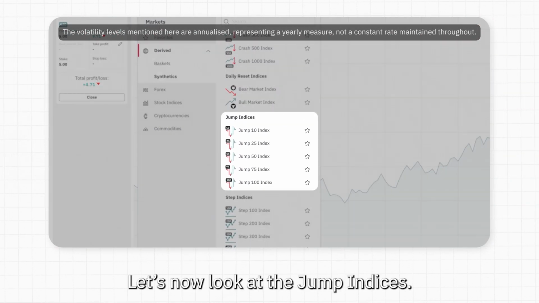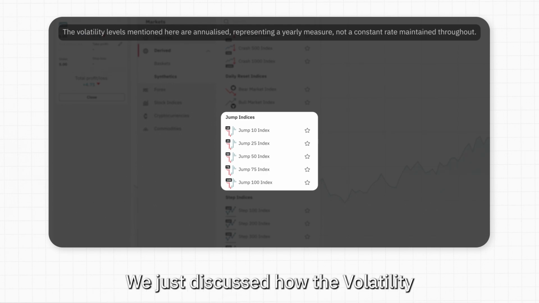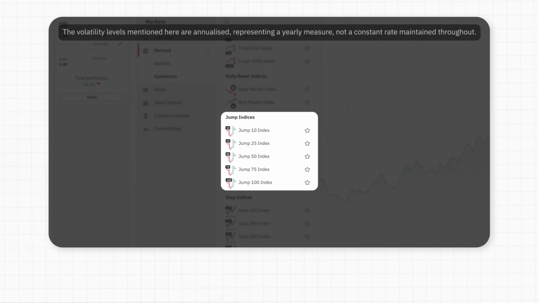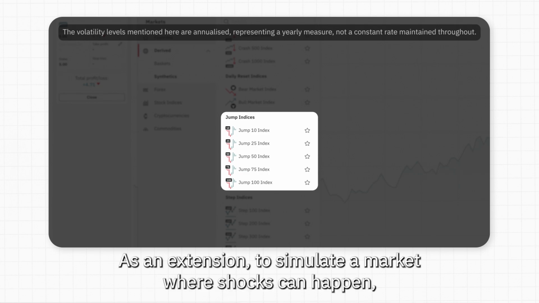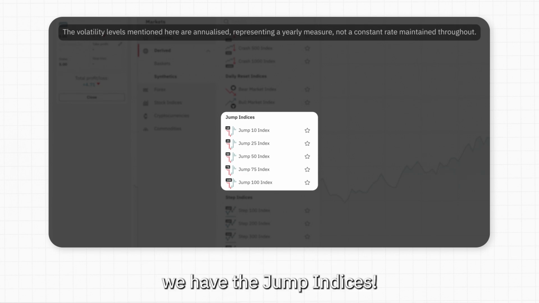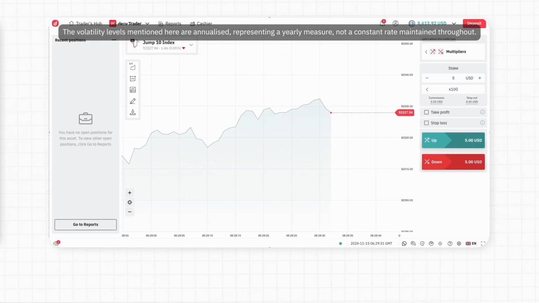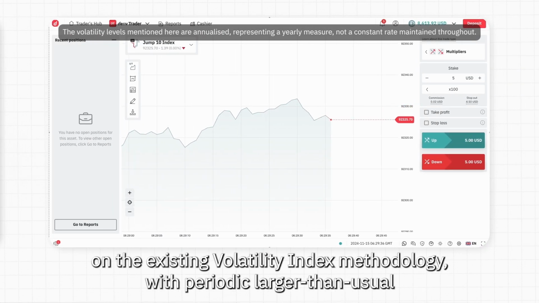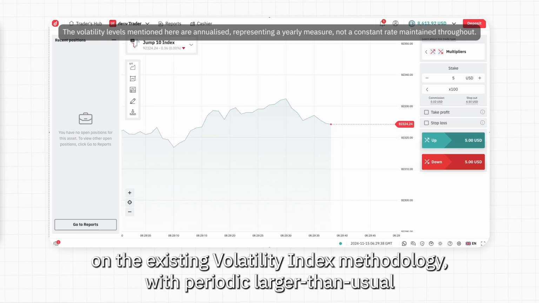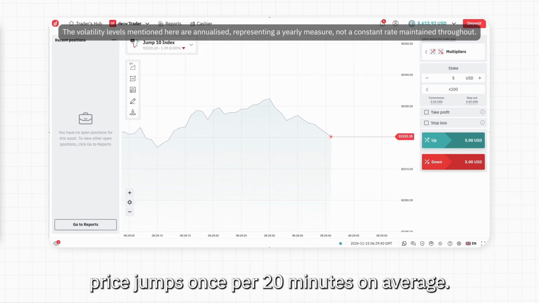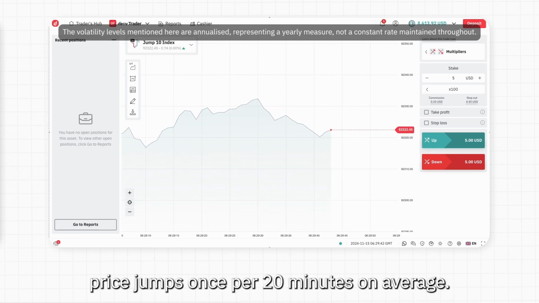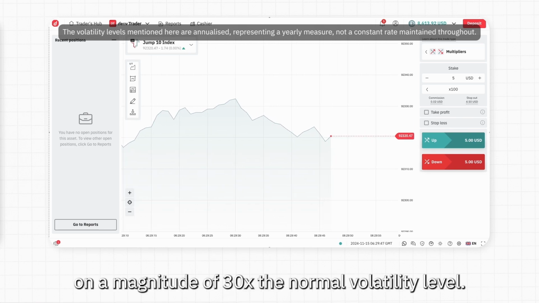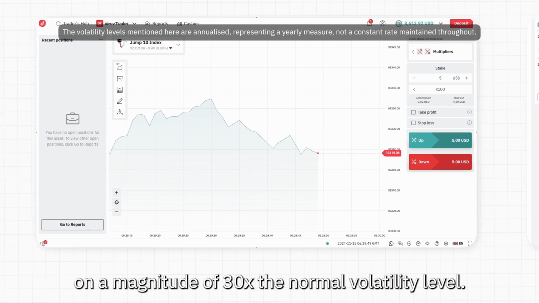Let's now look at the jump indices. We just discussed how the volatility indices simulate a constant volatility market. As an extension to simulate a market where shocks can happen, we have the jump indices. In a nutshell, the jump index is based on the existing volatility index methodology, with periodic larger than usual price jumps once per 20 minutes on average. These larger than usual price jumps occur on a magnitude of 30 times the normal volatility level.